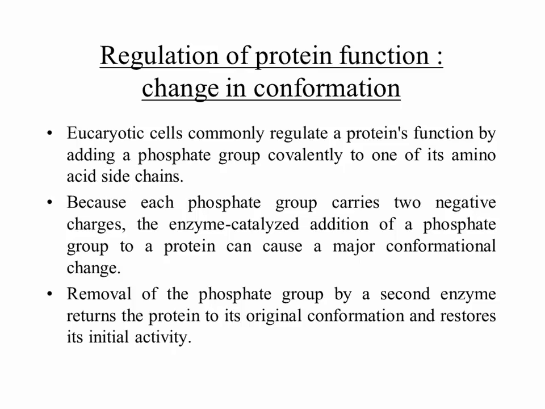Now, as I said before, eukaryotic cells, that means, let's say cells in humans, cells which have a nucleus, commonly regulate a protein's function by adding a phosphate group covalently to one of its amino acid side chains. Right? This is something I've already mentioned. Because each phosphate group carries two negative charges, the enzyme-catalyzed addition of a phosphate group to a protein can cause a major conformational change. And removal of the phosphate group by a second enzyme returns the protein to its original conformation and restores its initial activity. So you can turn a protein on or off by just adding a phosphate group. So kinases and phosphatases are very, very important in eukaryotic cells.